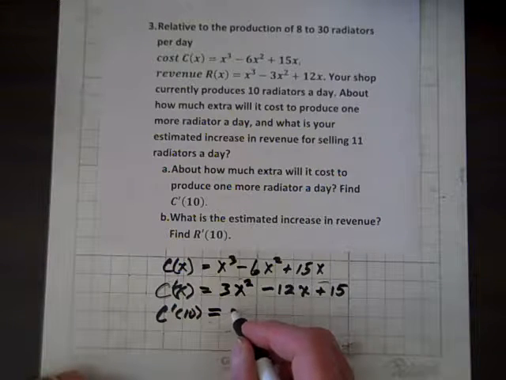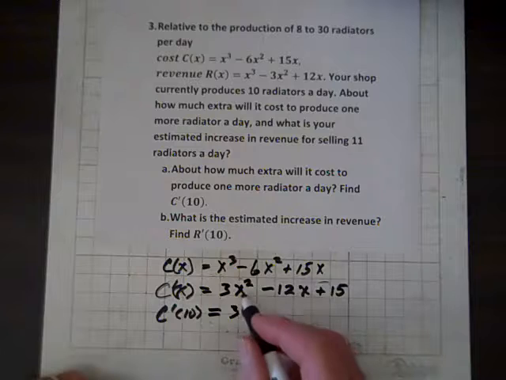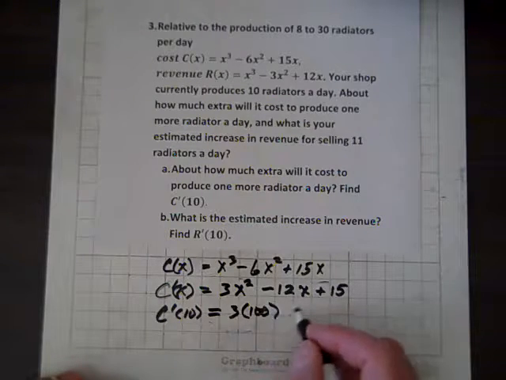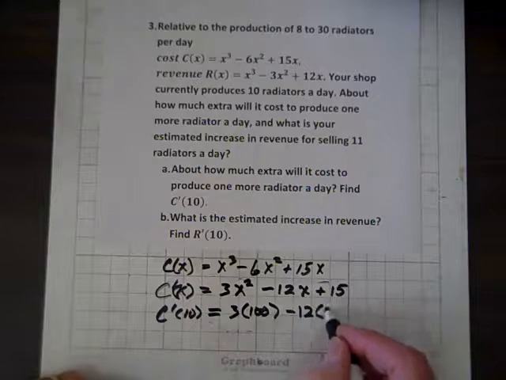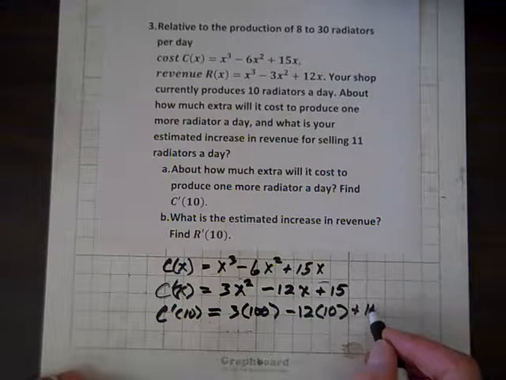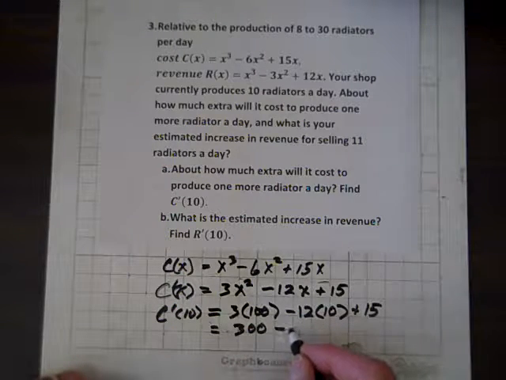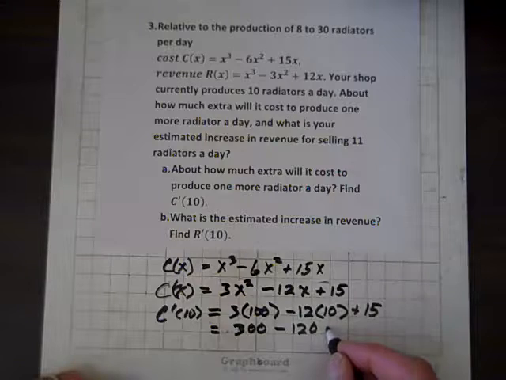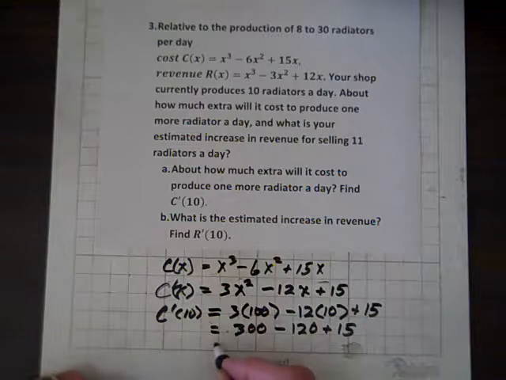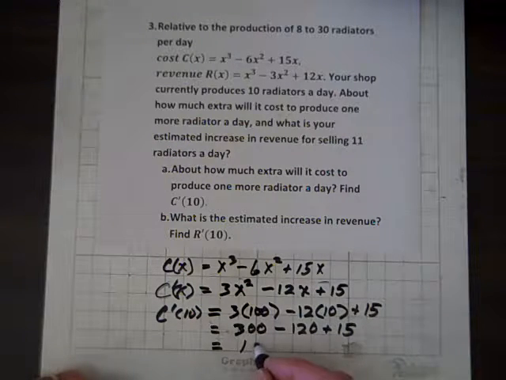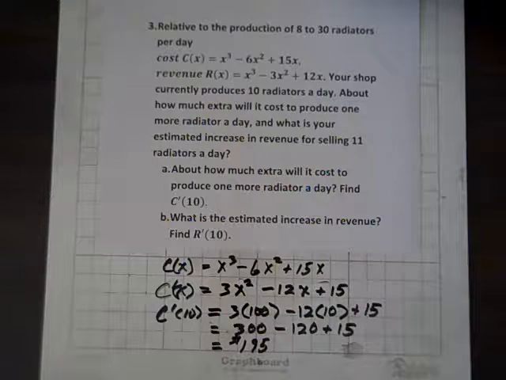So replacing every x with 10, we get 3 times, and 10 squared is 100, minus 12 times 10 plus 15. So that's going to be 300 minus 120 plus 15. And when we sum those, we get 195, and that's going to be dollars. So it's going to cost approximately $195 to produce that 11th radiator.